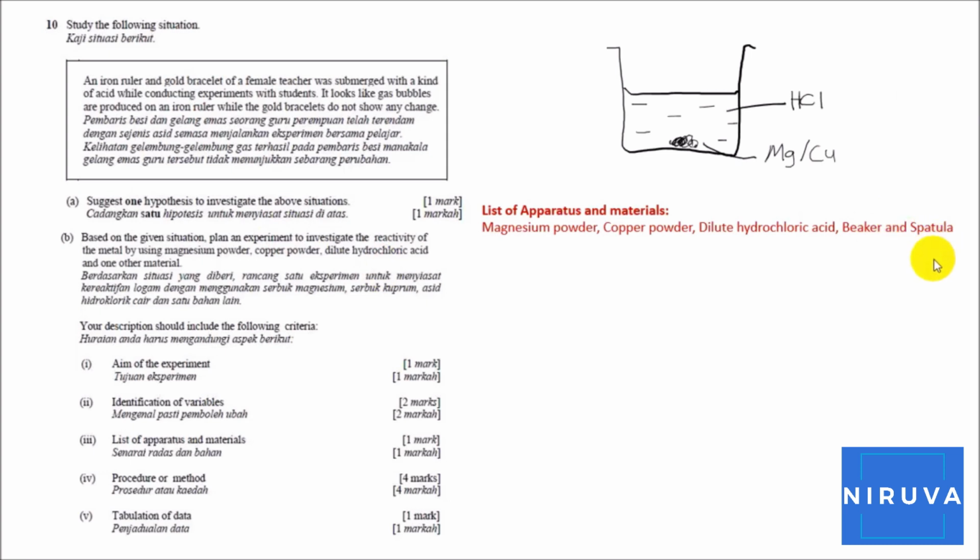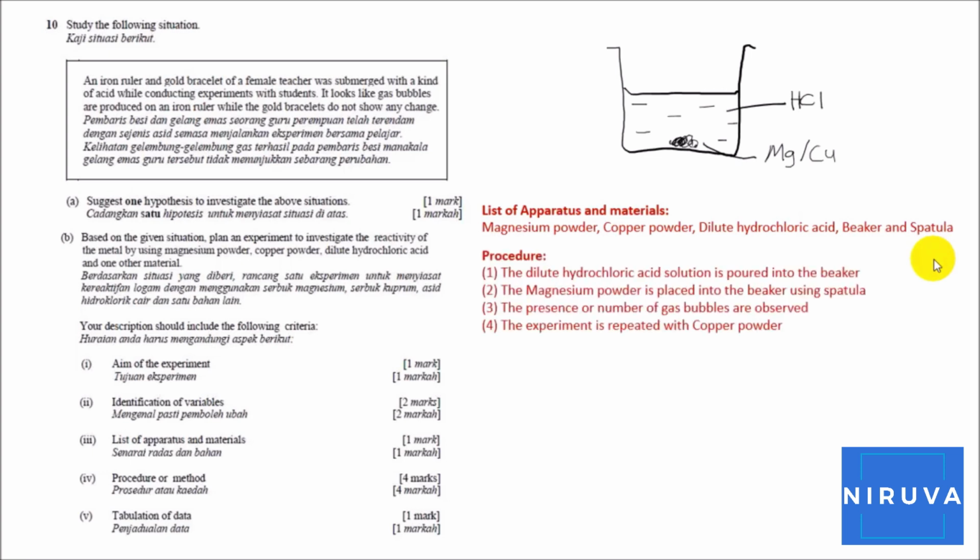Number 4, write the procedure or method for the experiment. The procedure of this experiment: first, the dilute hydrochloric acid solution is poured into the beaker. Then the magnesium powder is placed into the beaker using the spatula. Number 3, the presence or number of gas bubbles produced is observed, and the experiment is repeated with copper powder.